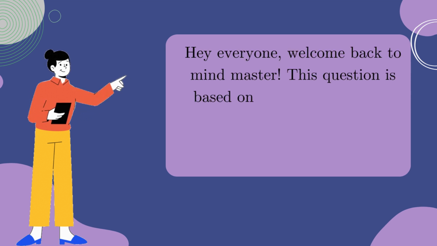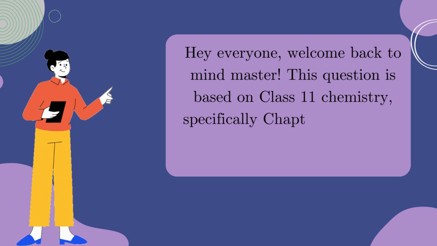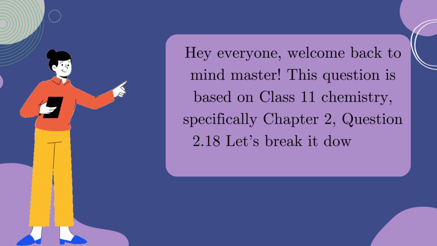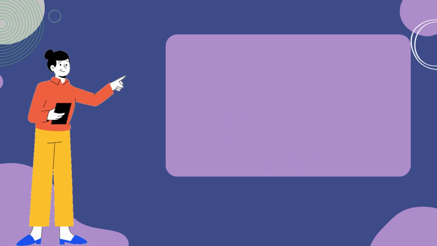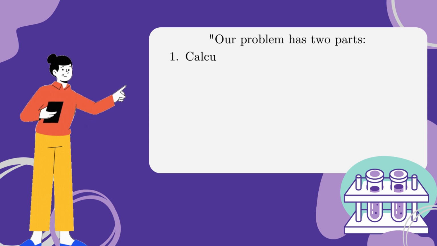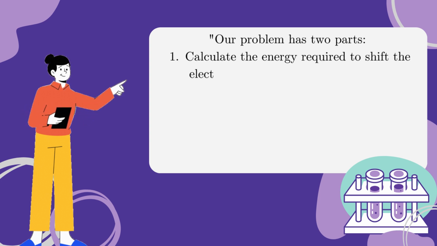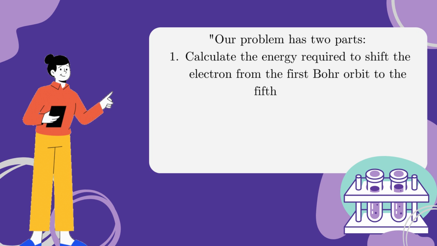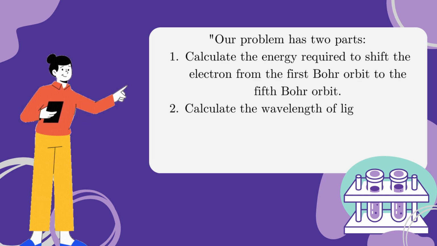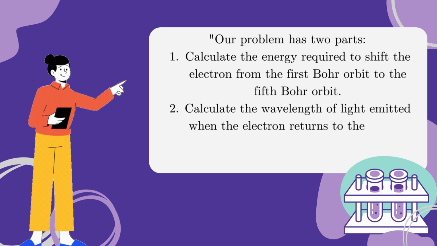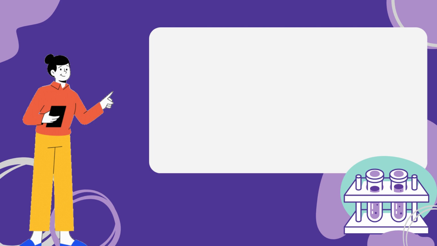This question is based on Class 11 Chemistry, specifically Chapter 2, Question 2.18. Let's break it down step by step. Our problem has two parts. Calculate the energy required to shift the electron from the first Bohr orbit to the fifth Bohr orbit. Calculate the wavelength of light emitted when the electron returns to the ground state.